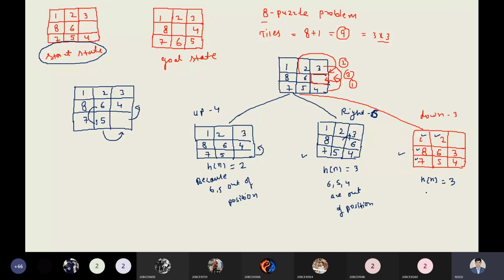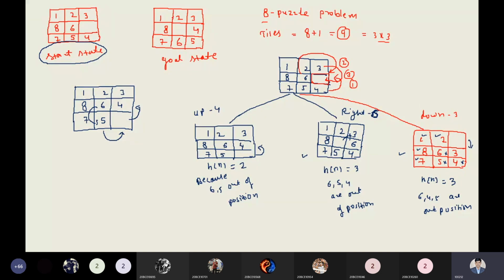The reason is that 6, 5, and 4 are out of position if I try to match the solution against our goal state. These are the out-of-position tiles: 6, 5, and 4. There's no need to shift down over here. So why are we moving down? There is a possibility we could have taken it, but there's no need to, because with this shifting our order will be changed. So we will keep this position as it is.